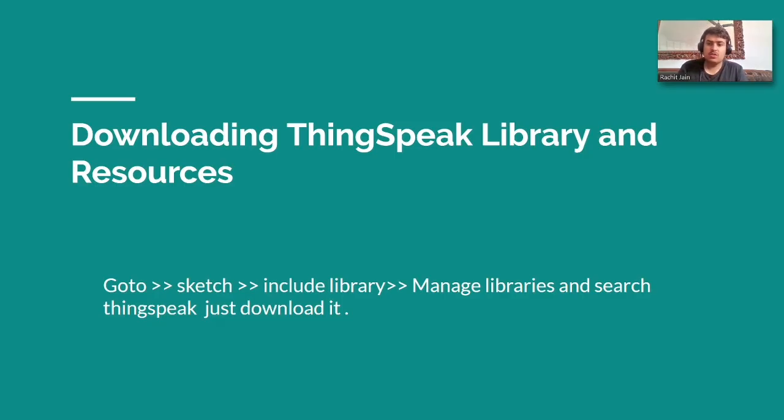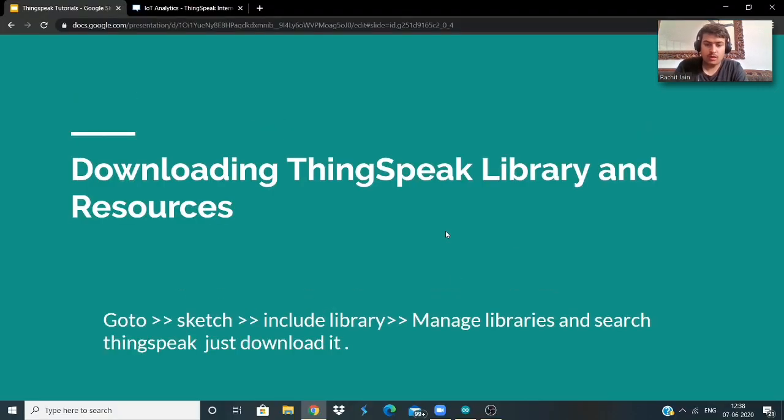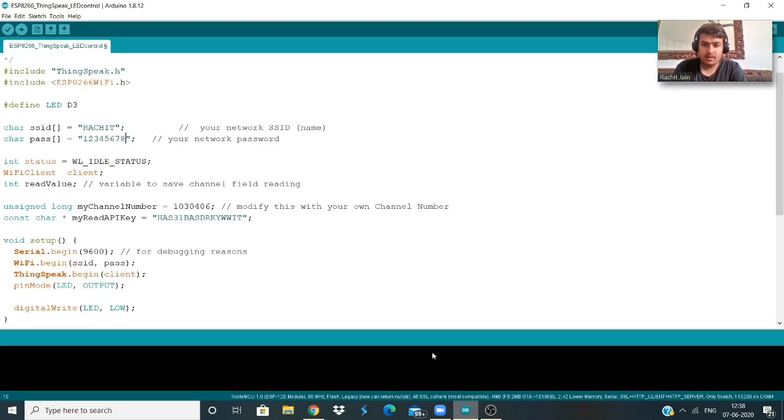The first step is to download the ThingSpeak library and resources in your Arduino IDE. You have to download the ThingSpeak library and all its resources, you have to add them. So we have to quickly add the library. So let's go to Arduino IDE. This is our Arduino IDE.